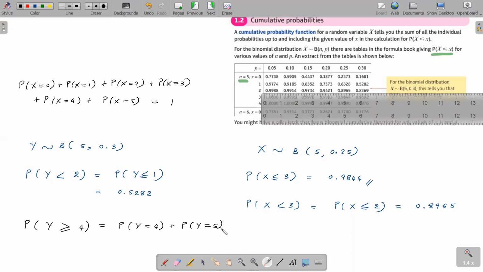Can we go for y equals 6? Y equals 7? You can't because there are only 5 trials. So the maximum value you could possibly get for y is only y equals 5. Do you agree? And that's why I told you.